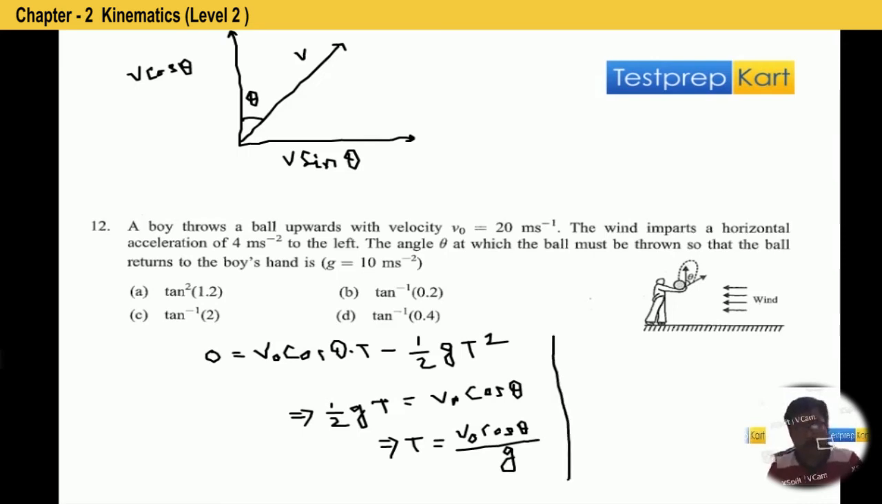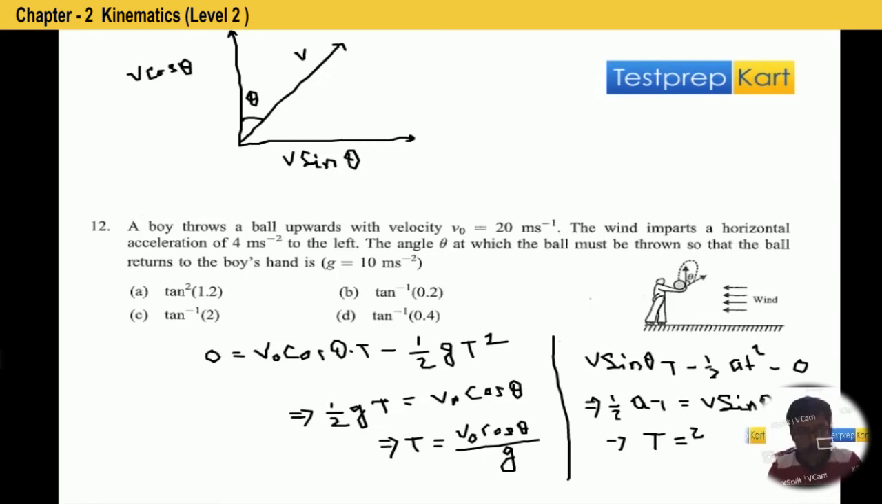Next, this is the vertical direction. Now in the horizontal direction, v sin theta t minus half, it should be half a t square because it is the x-axis. So t should be 2 v naught sin theta by a.